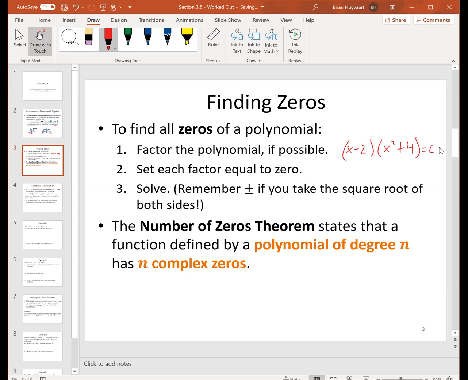So if we have something like this and we're figuring out what makes it 0, we can set each of these factors equal to 0 and solve from there. We've done that for both real numbers and non-real numbers before. So the number of zeros theorem is actually a really handy thing. A polynomial of degree n has n zeros. Some of them might be real and some might be non-real, but in total, we should have n total zeros.